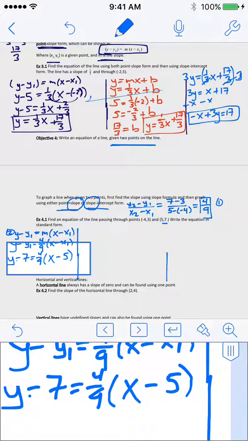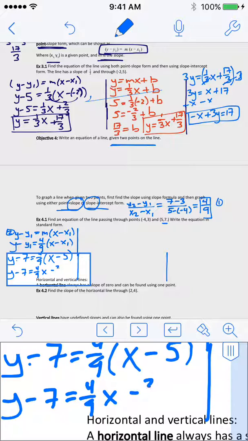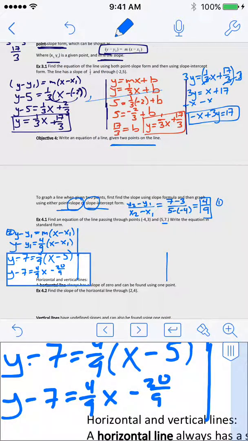So I've got to make sure I do that. Then we simplify. y minus 7 is equal to 4/9 x. Let's see, 4/9 times negative 5 would be negative 20 over 9. Just multiply the top, right? Multiply the top. And I actually don't need this parentheses anymore. Okay, cool. Well, that's still not very pretty.